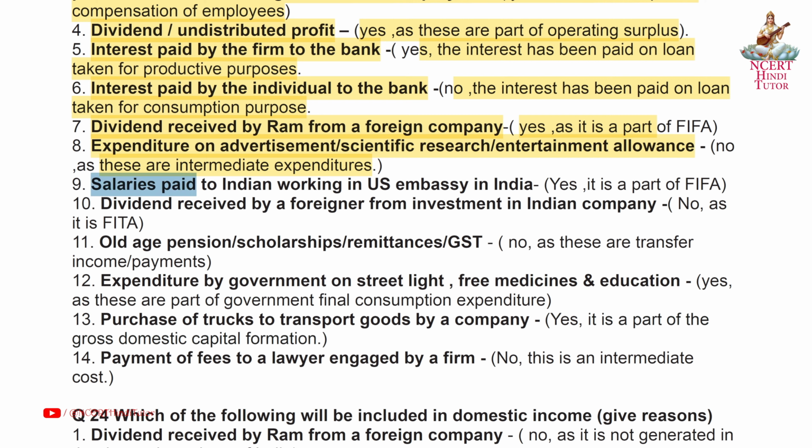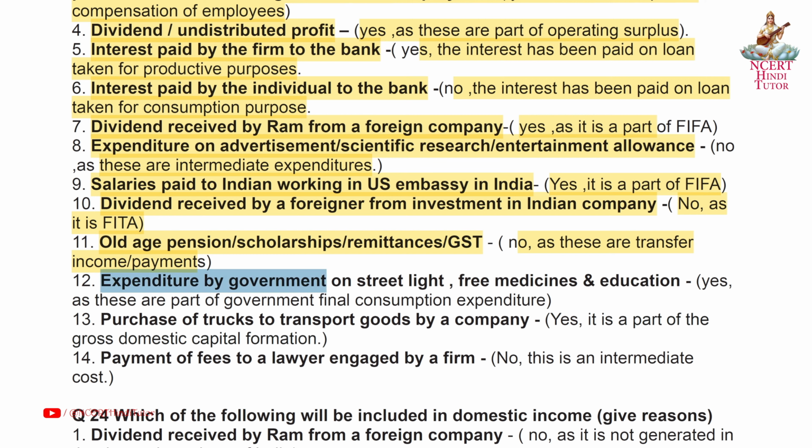Ninth, salaries paid to Indians working in the US Embassy in India. Yes, it is a part of NFIA. 10th, dividend received by a foreigner from investment in an Indian company. No, as it is NFIA paid abroad. 11th, old age pension, scholarships, remittances, GST. No, as these are transfer income payments.